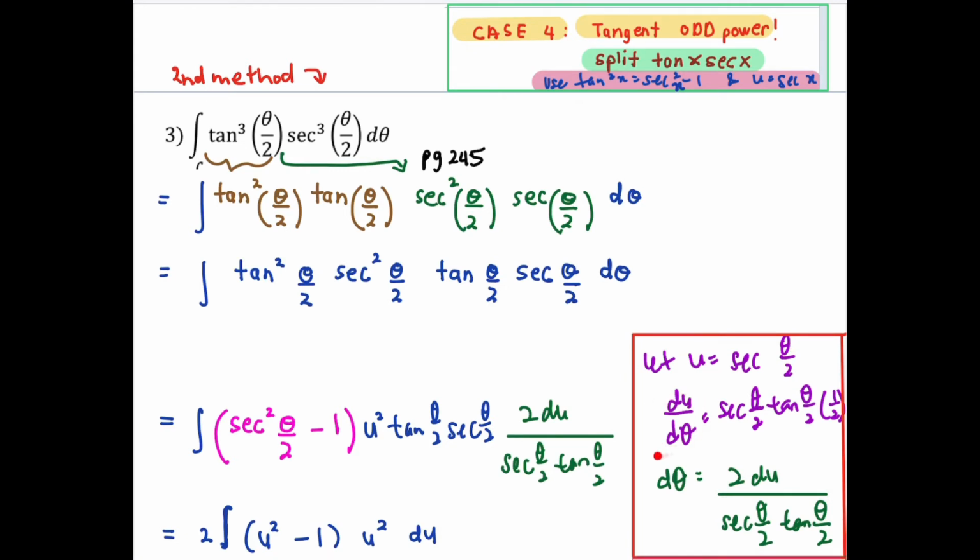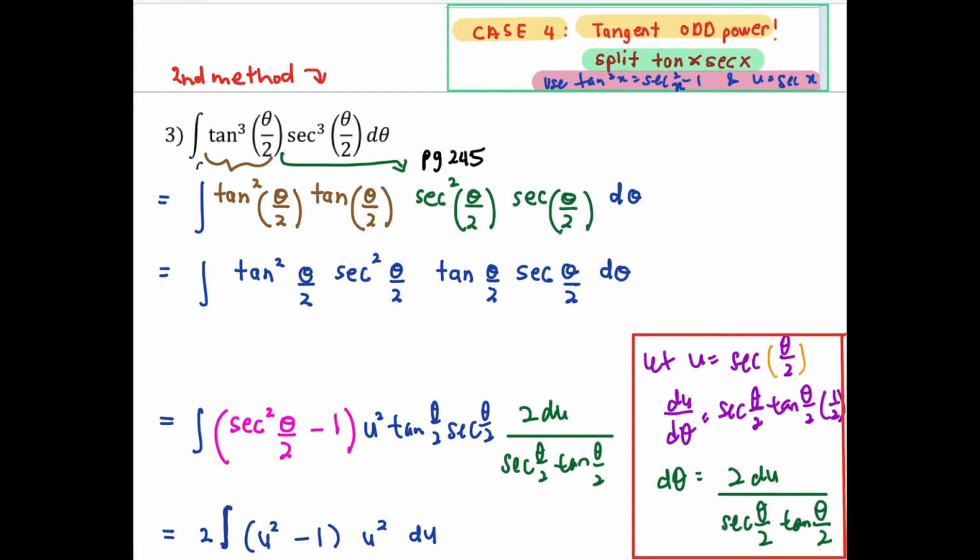So let's differentiate. du over d theta is just secant x tangent x, secant theta over 2, tangent theta over 2. Don't forget, you need to further differentiate the inside function. This is the chain rule. So further differentiating inside is just 1 over 2. So now you get du over d theta. Then let's find what is your d theta. So d theta is just, cross multiply this, exchange its place, 2 du over secant theta over 2, tangent theta over 2. This is very important because we want to cancel out the factor tangent theta over 2, secant theta over 2 that we have just prepared.